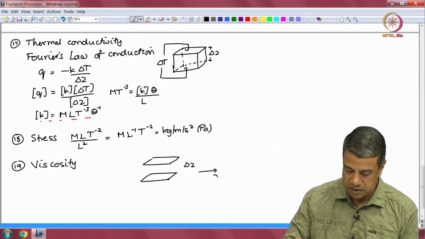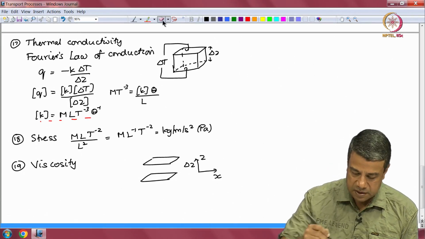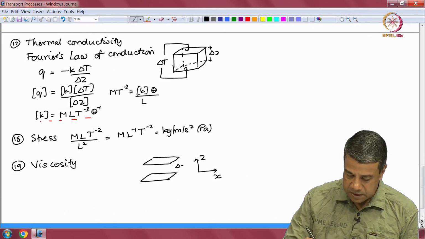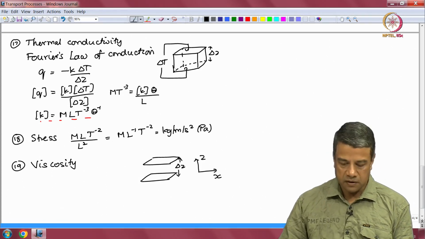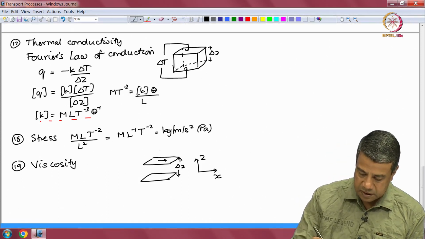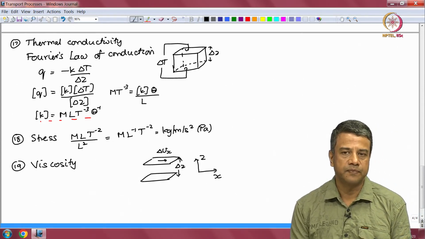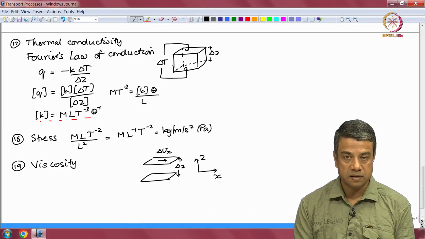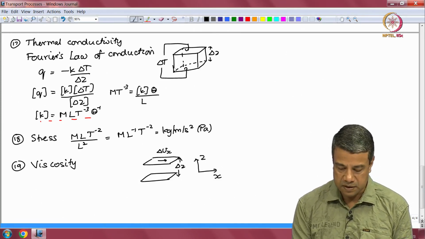between the two directions. One direction along the surface I will call x, the other direction perpendicular to the surface I will call z, and the separation between these two surfaces is delta z. And if one surface moves with a velocity delta V x in the x direction relative to the other surface, in order to move two surfaces in a fluid relative to each other, you have to exert a force.